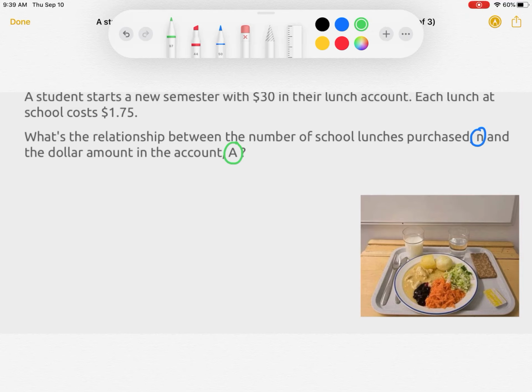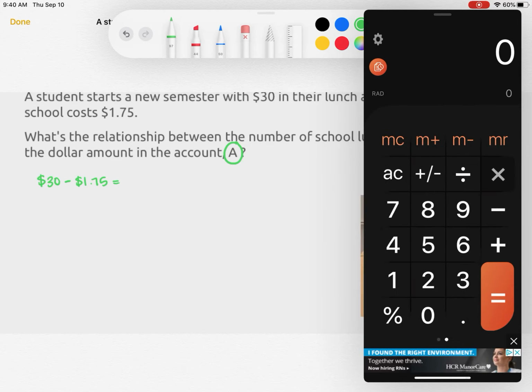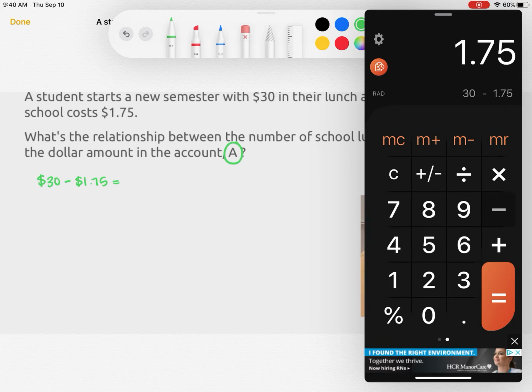So before we even write a model, let's just do some examples. If they start with $30 and they buy one lunch, how much will they have left? So let's think, if I know they have $30 and they buy one lunch, what operation am I going to do to figure out how much money is left? Well, if they have $30 and they spend $1.75, they're going to be subtracting $1.75. And so I can see how much money they have after buying one lunch. They have $28.25.